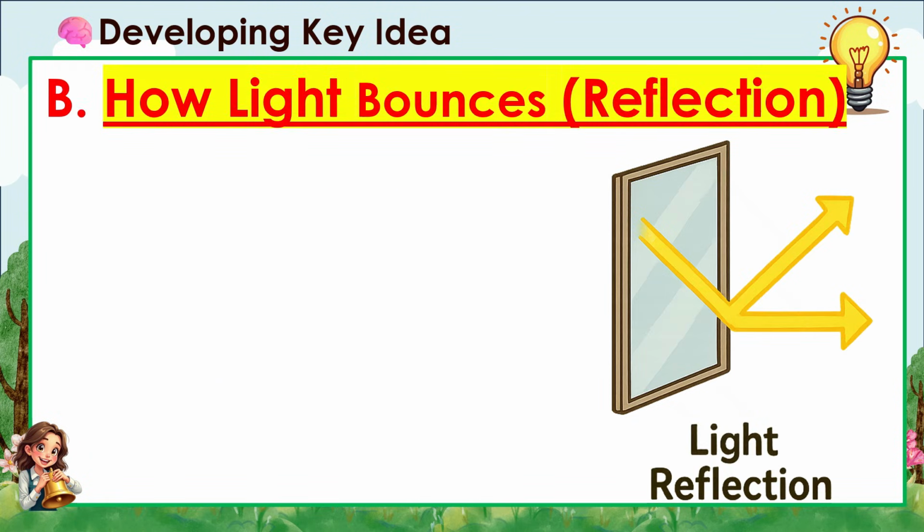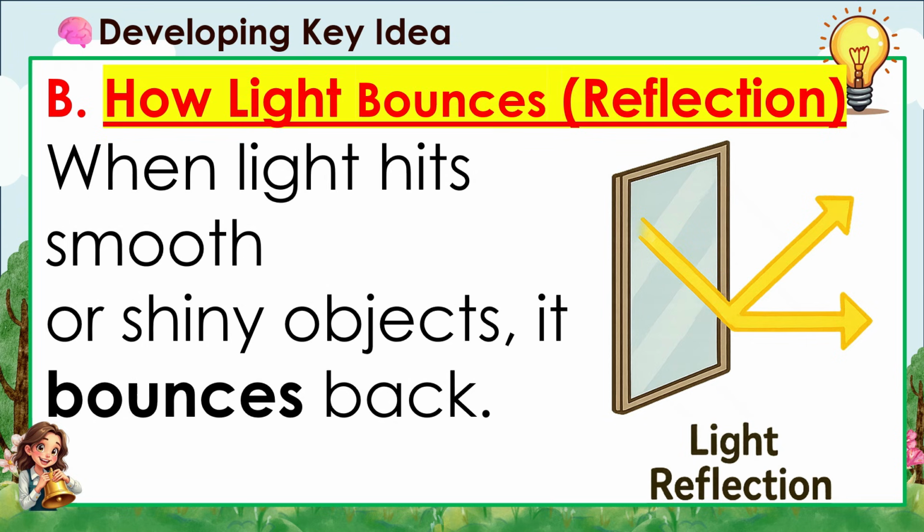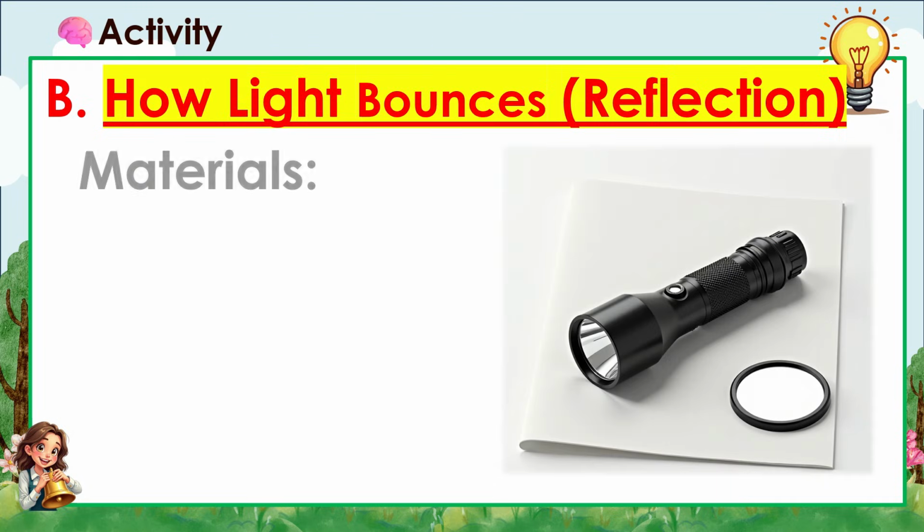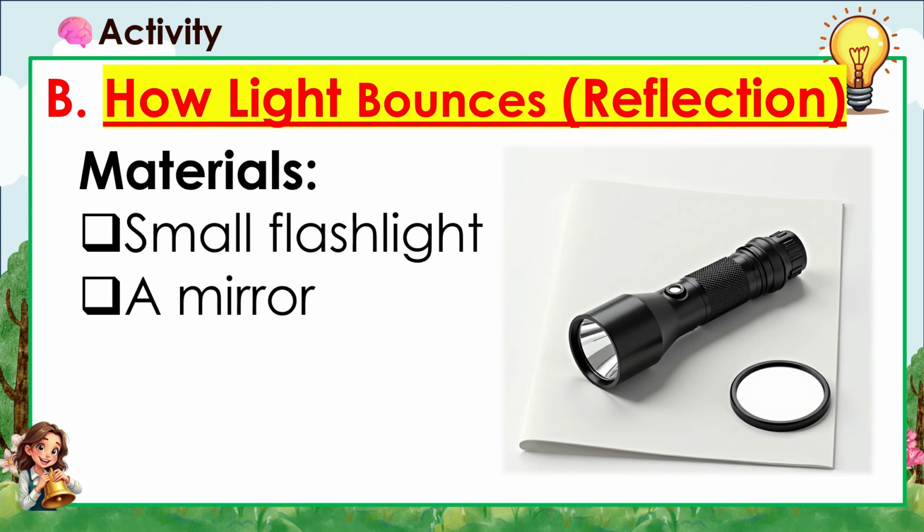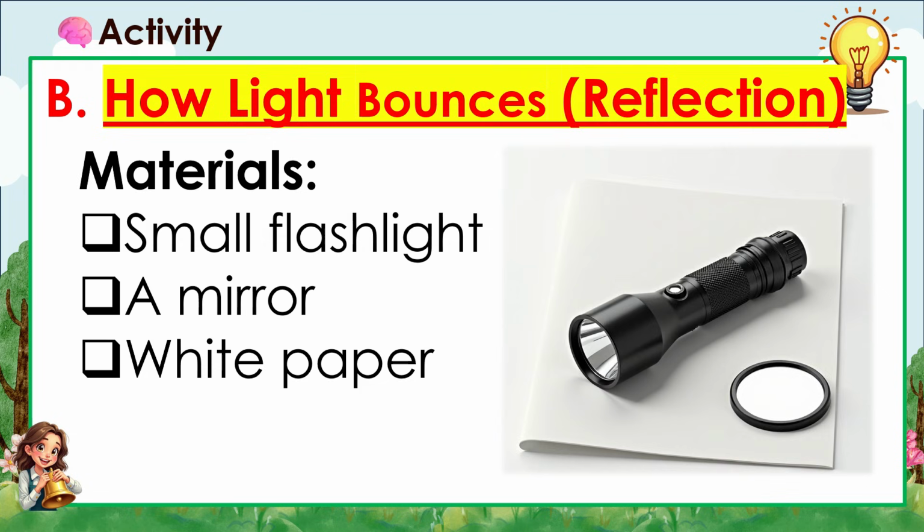B. How light bounces, or what we call reflection. When light hits smooth, shiny objects, it bounces back. So for our activity to demonstrate how light bounces, we have small flashlight, a mirror, and a white paper.